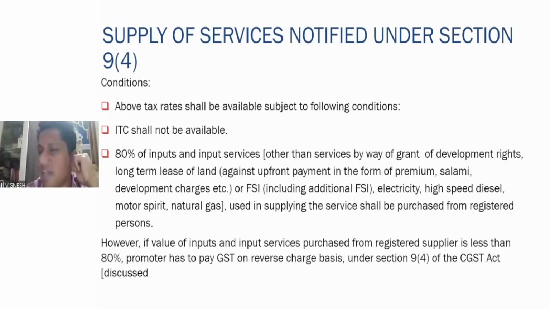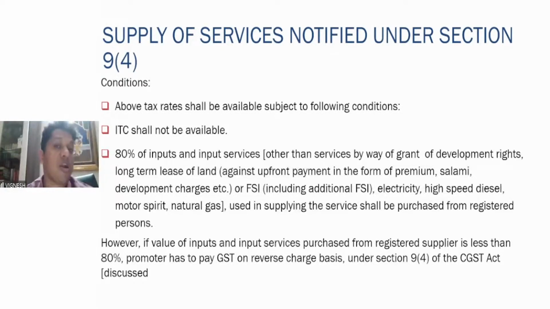Let us take an example here. The builder has a total expenditure of 1 crore. Out of this 1 crore, he has purchased cement, steel, etc. from registered persons. So 75%, that is 75 lakhs, he has purchased. But technically he is supposed to purchase 80 lakhs from registered persons. So on this shortfall, 5 lakhs, GST will be applicable, and the GST rate is 18%.